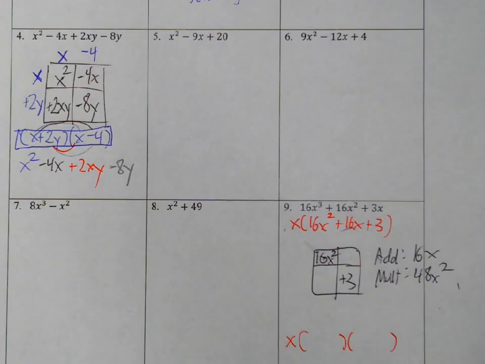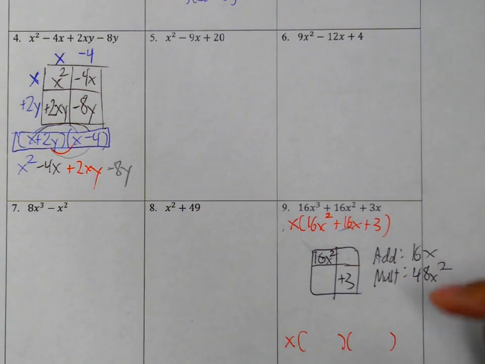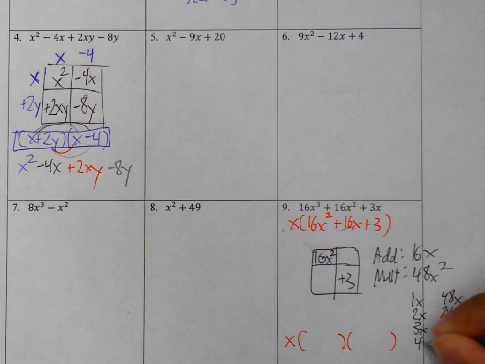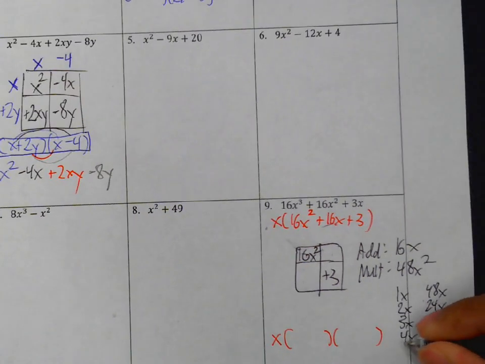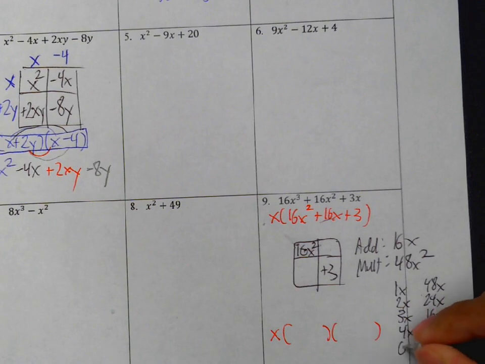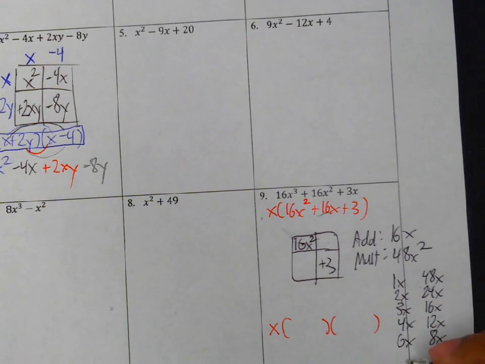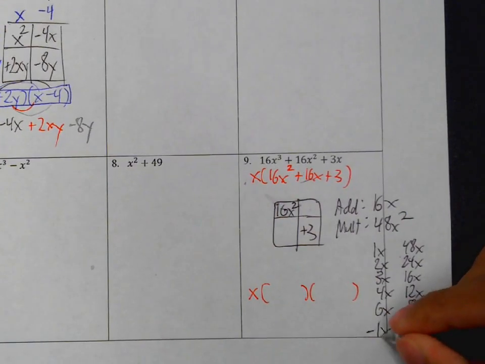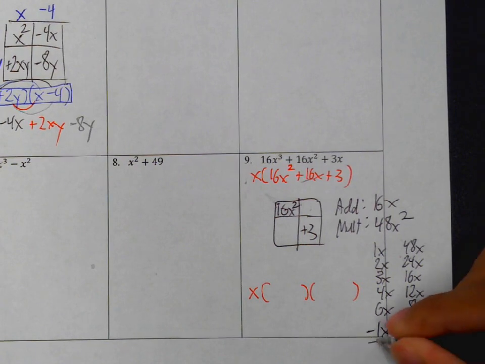Okay, so I'm going to list all the different ways I can multiply to 48x squared. It will be 1x times 48x, 2x times 24x, 3x times 16x, 4x times 12x, 5 does not go into 48, 6x times 8x. 7 does not go into 48, and then now I'm at 8, so I'm repeating. And I can also have the negative versions of all of these, because a negative times a negative is also a positive.